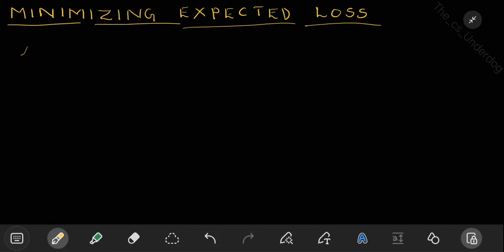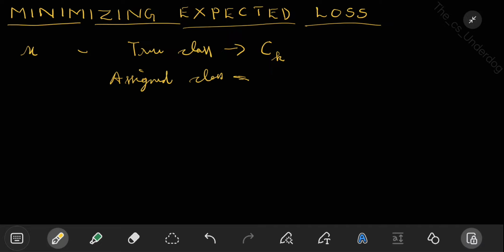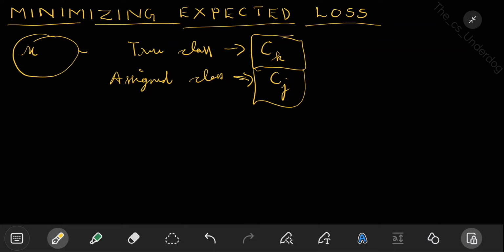So your input is X, right? Input is X. And let's say your true class is CK. We'll call it CK. True class is CK. And let's say you assigned it to an assigned class. Okay, this is the assigned class to which you assigned it. Assigned class, let's say CJ. So you have an input X. This X you have to assign to one of the classes. The true class of this input is CK and the class that you assigned is CJ.